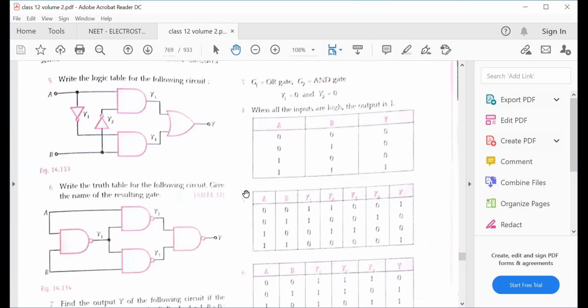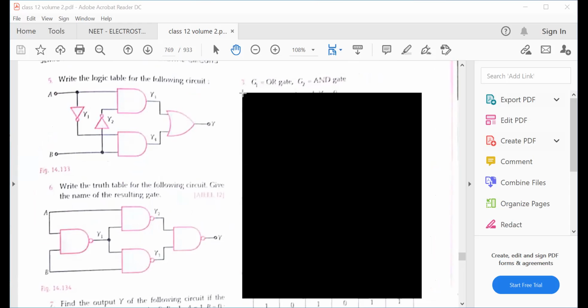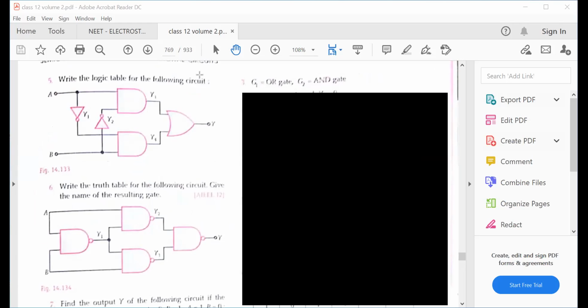Okay, so let's see one more. Try these two, 5th and 6th. Try 5th and 6th one.